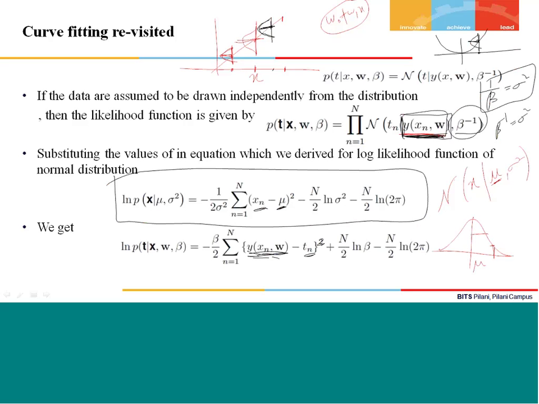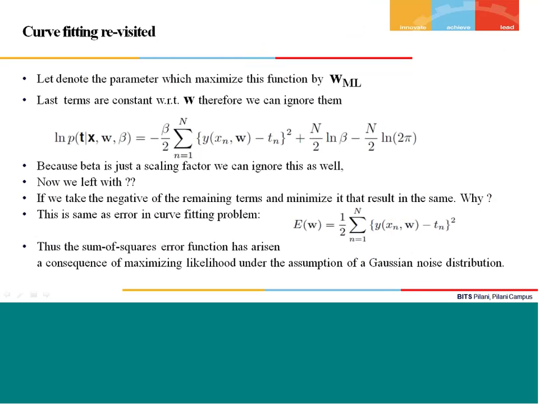So everything remains the same. This sigma square is replaced by 1 upon beta. So 1 upon beta, because there is a negative sign here, becomes a positive sign when you bring this beta up, right? So this is same. This likelihood function is same. The only difference is that I replaced variance with 1 upon beta and this mu with my hypothesis y(x, w).